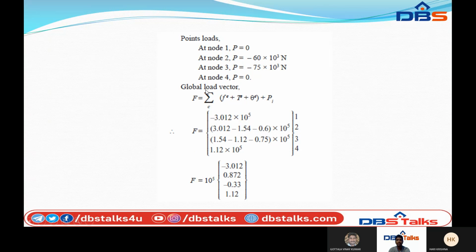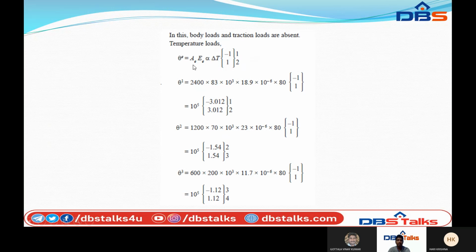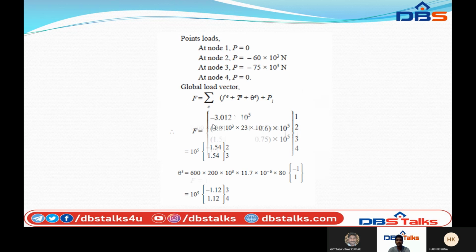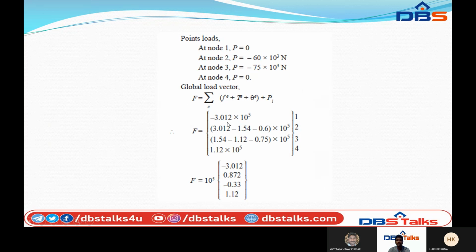Previously we calculated the global stiffness matrix. Now, the global load vector. That means summing of all forces, traction loads, temperature load vectors, and adding the point loads. In this, the force vector will be written based on temperature loads. First of all, theta will be 10 power 5, minus 3.012, 3.012. It will be written minus only for 1.